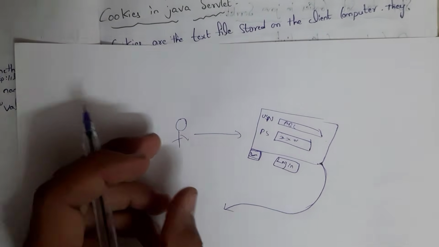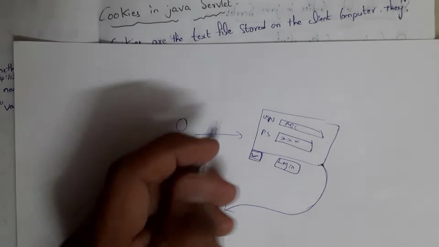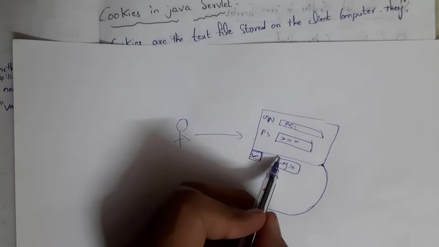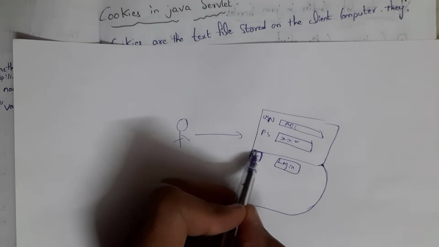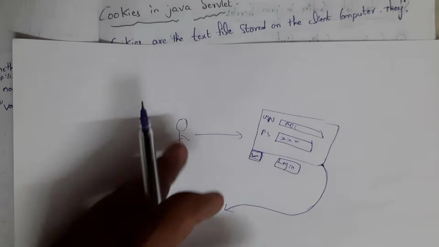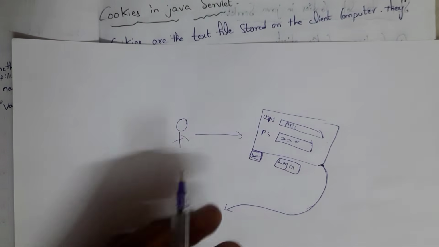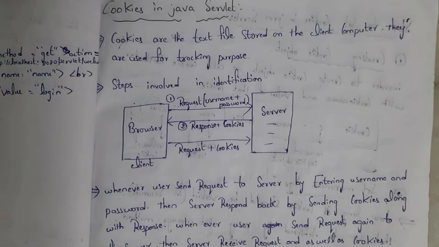For example, if you consider some website like Instagram, I entered my Instagram ID and password, and I clicked on login. When I click on login, it will ask for remember. If you click on this remember, next time you need not enter your username and password again. So once I click on remember, cookies are created in your system. Cookies are nothing but small text files.